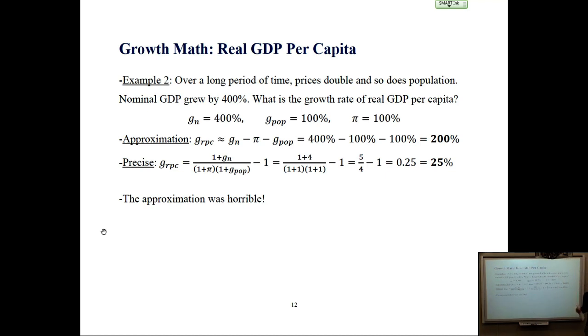Now, as a reminder, this is an issue back on the midterm. 400% does not mean you're plugging 1 plus 400 up there. It means you're plugging 1 plus 4. Likewise, pi being 100% does not mean you plug in 1 plus 100. It means you plug in 1 plus 1. So you do that, you get GRPC is going to be 5 over 4 minus 1. That comes out to 1/4. We all know 1/4 is 25%.